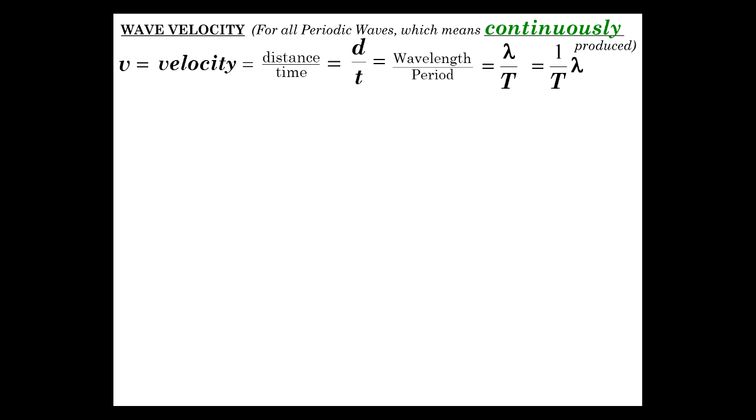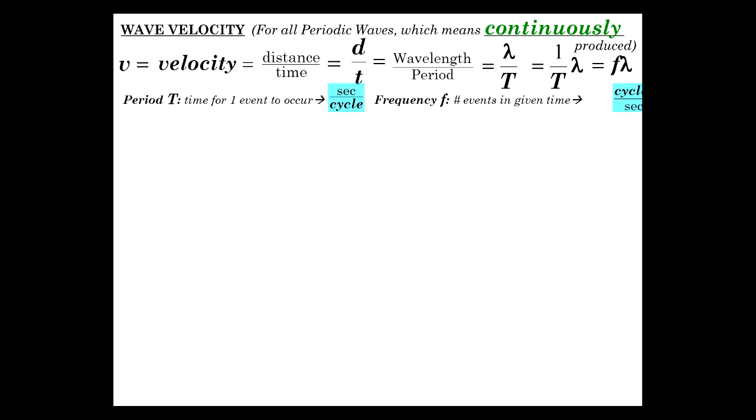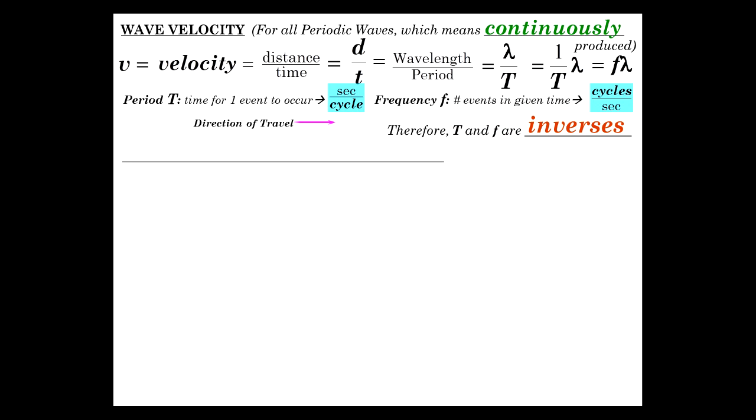All right, and I'm just separating out the 1 over T there because we just learned in the last lesson that 1 over T is equivalent to, that's right, frequency. So f lambda. The period T is the time for one event to occur, seconds per cycle. The frequency is the number of events in a given time, so cycles per second. So they're inverses. Yep, they're inverses. All right.